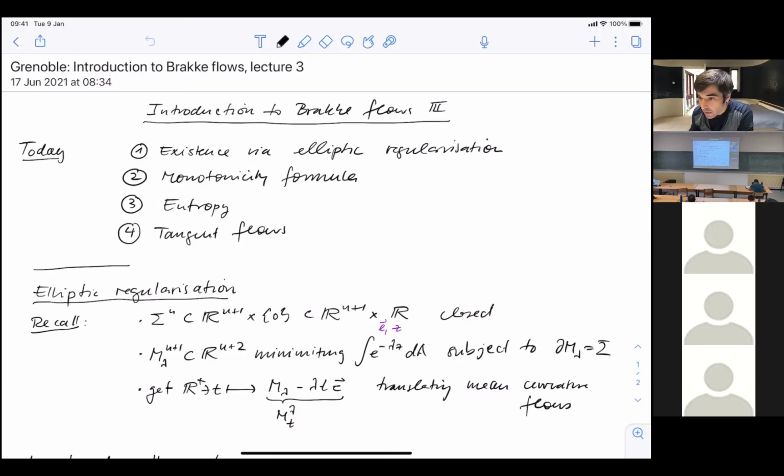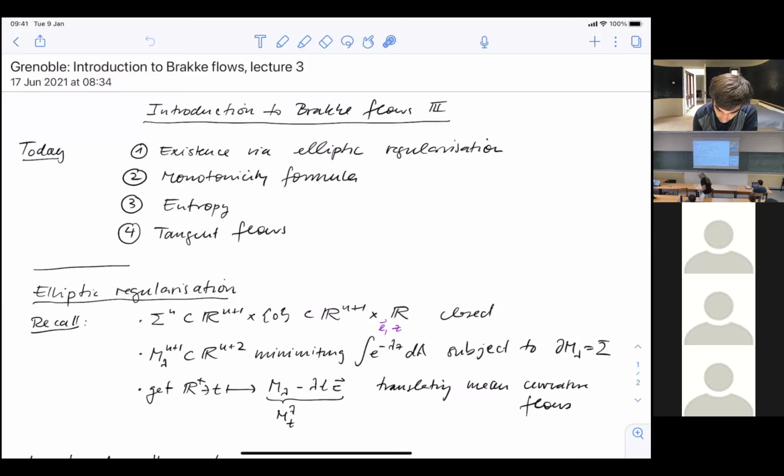Let me just send this up, pasted the Dropbox link again into the chat with the updated notes for today. Okay, so this is what I will try to cover today. We'll complete an outline of the existence by elliptic regularization. That's the first part. We already started with this on Tuesday. Then the next part will be the monotonicity formula, checking that this also works for Brakke flows.